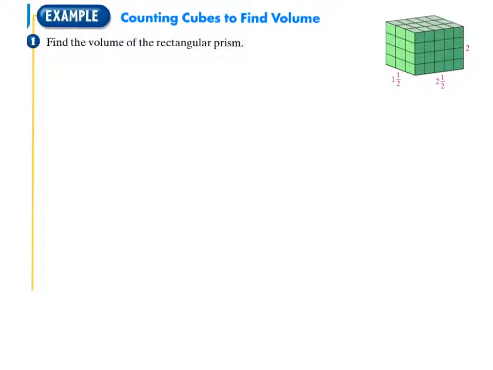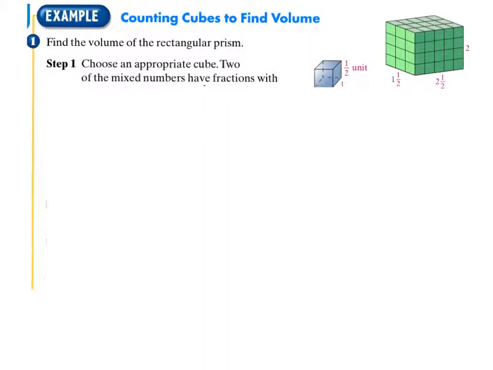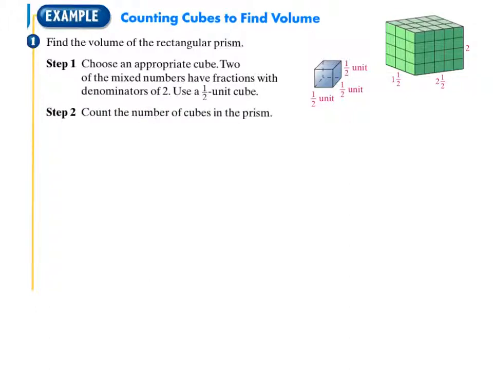So if we're going to find the volume of the rectangular prism, we need to choose an appropriate cube. Two of the mixed numbers have a fraction with the denominator of 2, so we'll use a half unit cube. So each cube is going to be half times a half times a half. So then we're going to count the number of cubes in the prism.